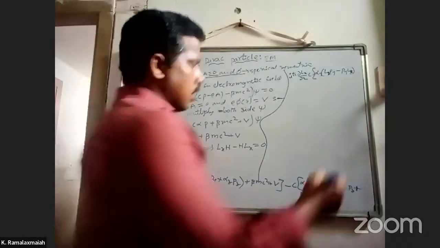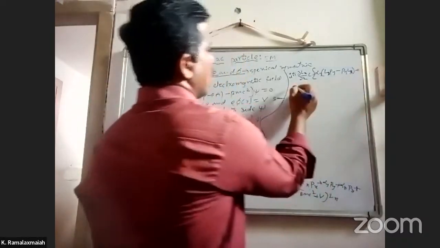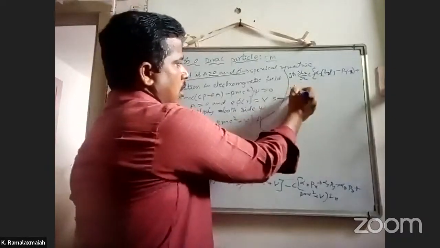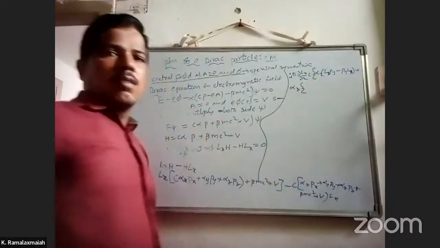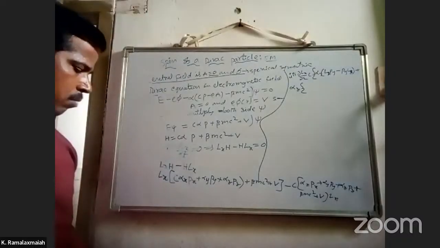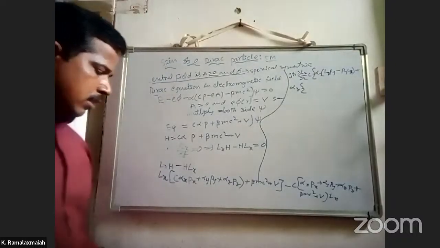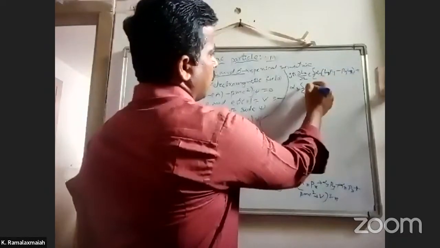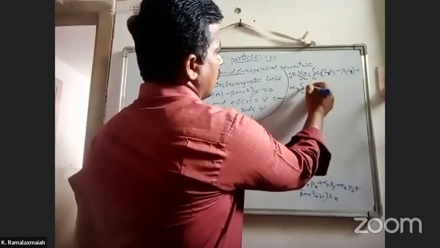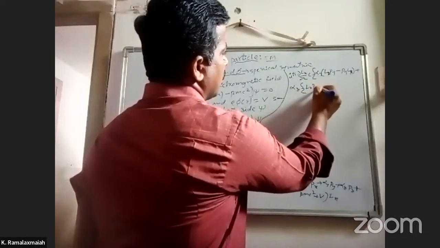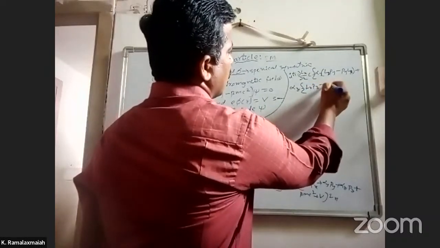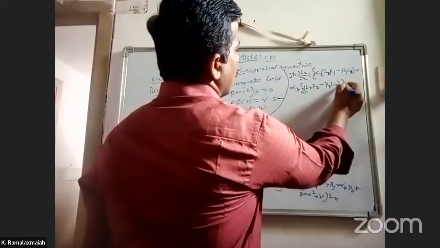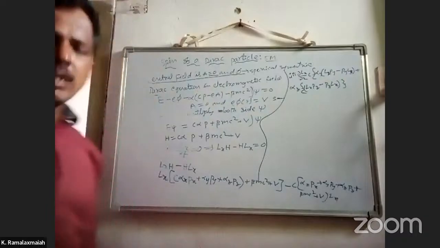So plus alpha z, alpha z, alpha z, alpha z, alpha z, alpha z. Then lx pz minus pz lx. Okay, pz lx.